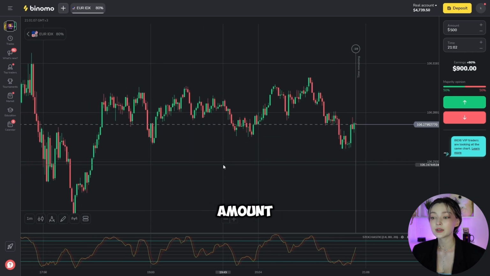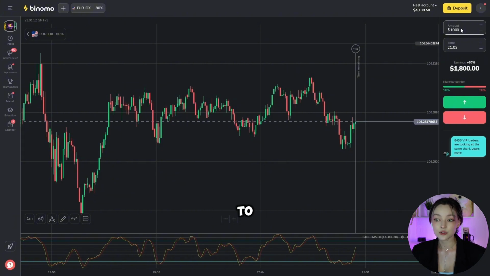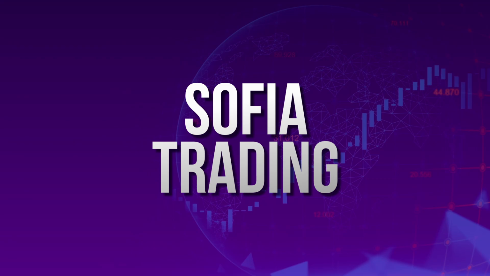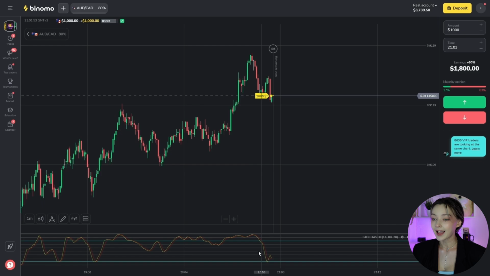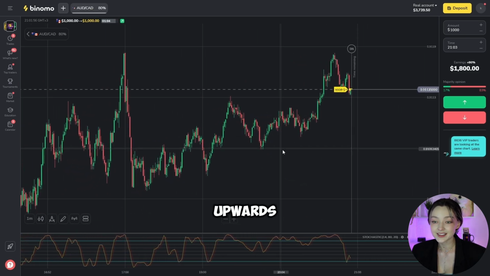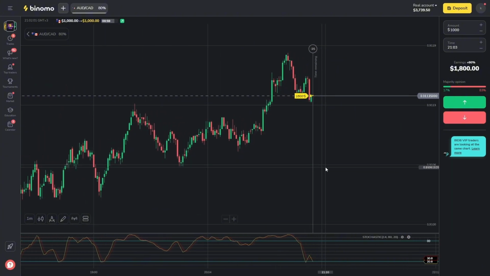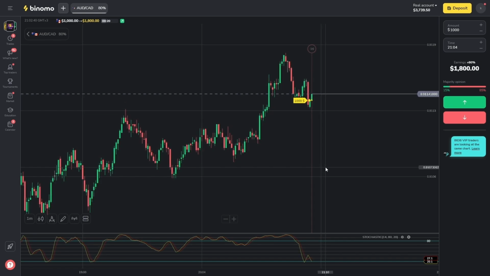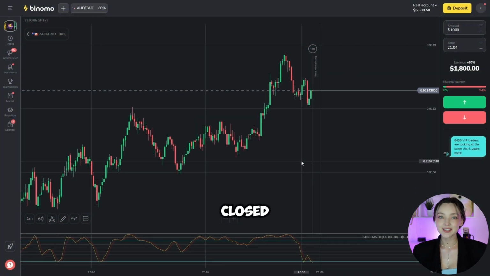I want to double the deal amount and enter at another currency pair, since we have already witnessed stochastic reacting to the market changes, so it might simply not work out with the second attempt. Let's see what we got. So I'm entering upwards. We can see stochastic is currently in the oversold area and the overall price course is upwards. That's exactly why I entered upwards. Our trade successfully closed in a profit.